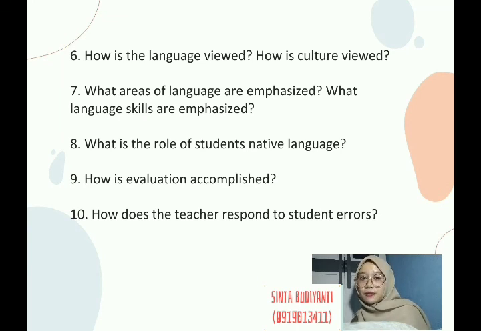And the last question, how does the teacher respond to student errors? Having the student get the correct answer is considered very important. If students make errors or do not know the answer, the teacher supplies them with the correct answer.